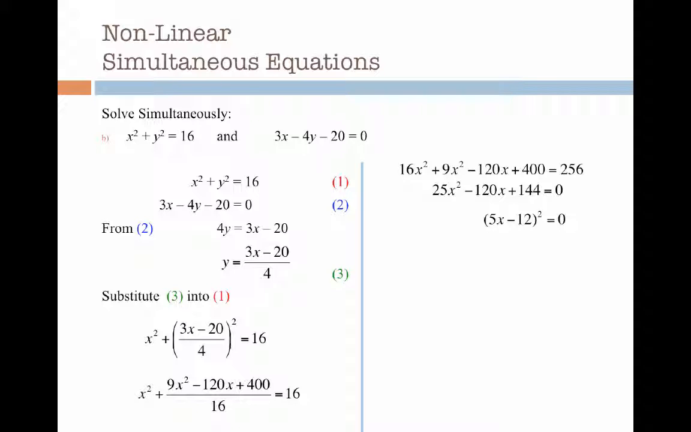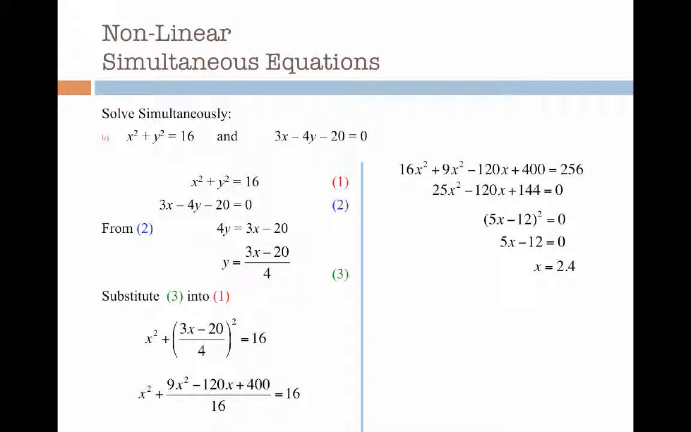If you're clever enough to see that, then you might be able to go on to the next step, which would be to square root both sides and get 5x minus 12 equals 0. You would add 12 to both sides, and then you would divide by 5. This gives you a value of x equals 2.4. Now, in this particular solution of this nonlinear simultaneous equation, there is only one solution. I know we're used to having two solutions, but in this one, we're only going to have one.